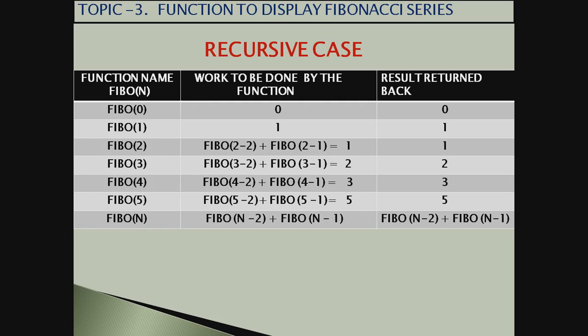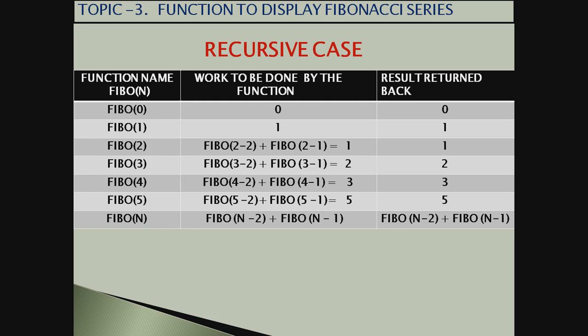When Fibo 2 is told to work, it is going to request Fibo 0 and Fibo 2 minus 1, that is Fibo 1, to do the work for it. So Fibo 2 requests Fibo 0 and Fibo 1. It requests Fibo 0 first, and then it requests Fibo 1. Now Fibo 0 goes to work. That is, Fibo 0 is being knocked by Fibo 2. Fibo 0 gives back 0. So Fibo 2 minus 2 has 0 in its place.